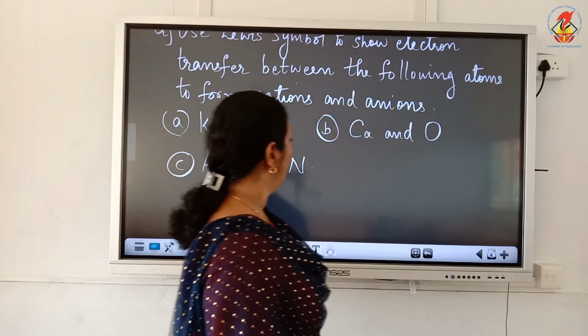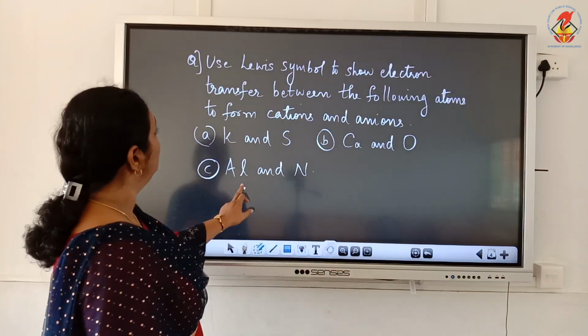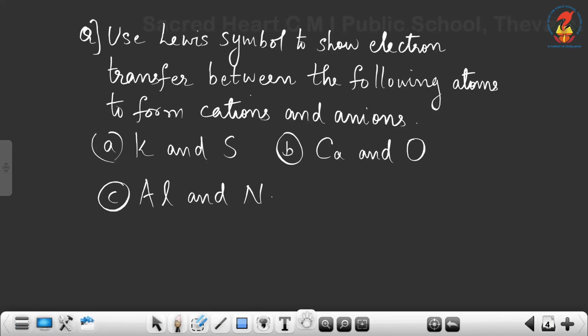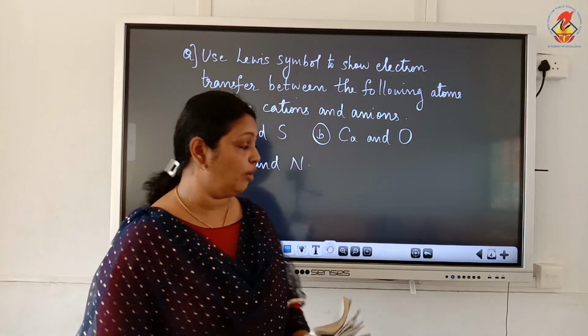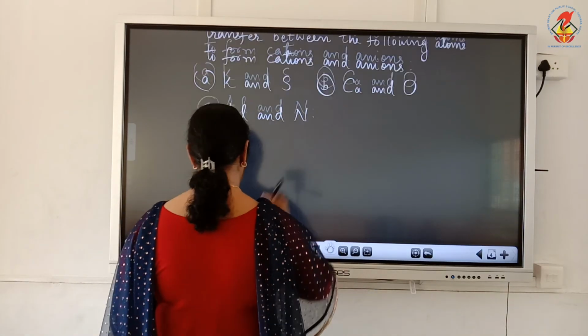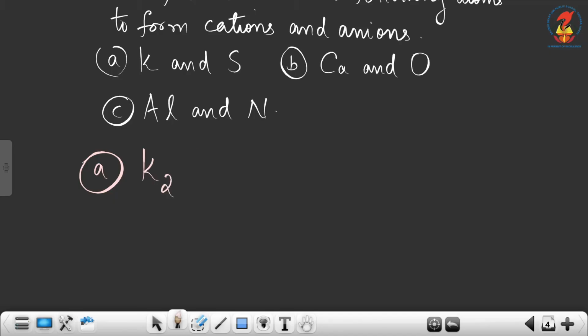Now next I have written here a question. Use Lewis symbols to show electron transfer between the following atoms to form cation and anion. The first question is A, potassium and sulfur. We know that potassium and sulfur combine to form a compound, potassium sulfide. And what will be the formula of potassium sulfide? It will be K2S. So you have to show the formation of this compound using Lewis symbols.